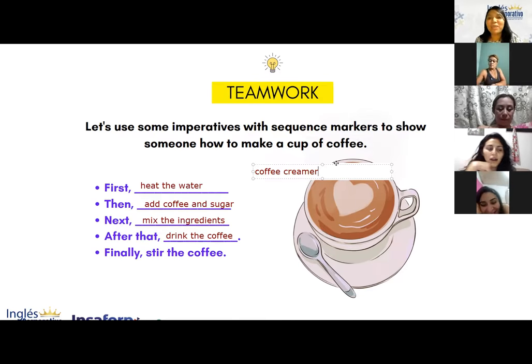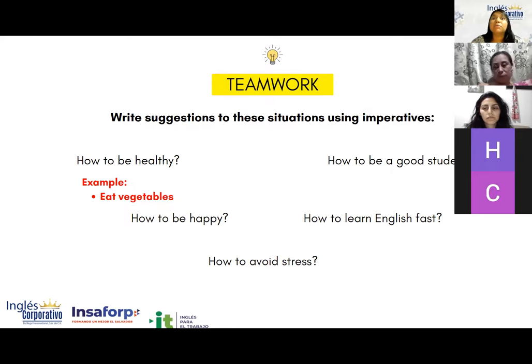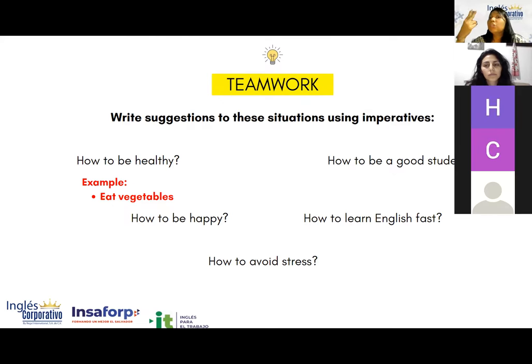Okay, very good, guys. So let's see. All right. So now let me ask you, okay? Give me some instructions. Give me some advice to be healthy. I gave you an example. Eat vegetables. What else? Don't consume sugar. Excellent. How to be healthy? Do exercise. Very good. What else? One more. To be healthy. Don't drink soda.